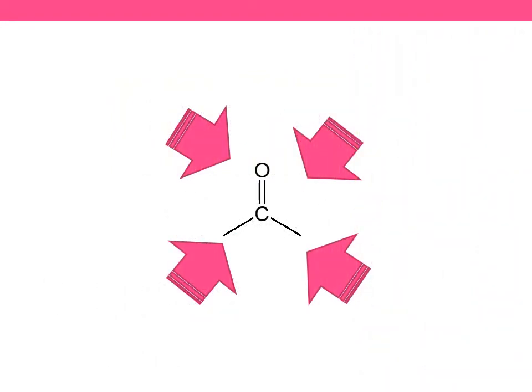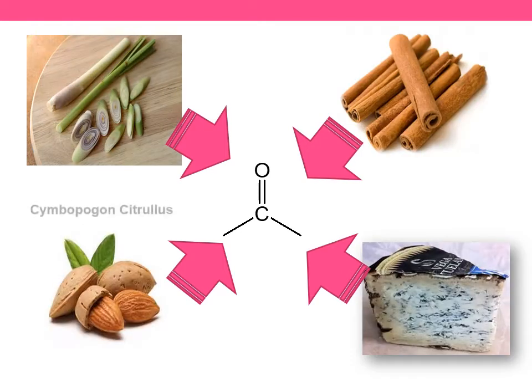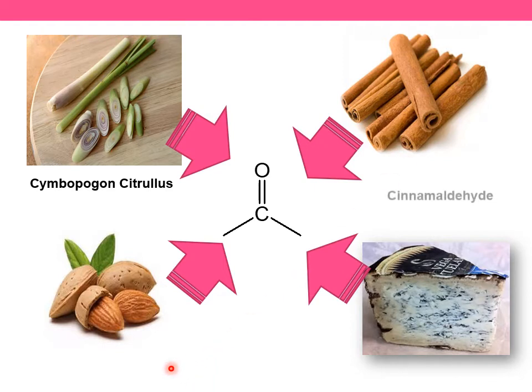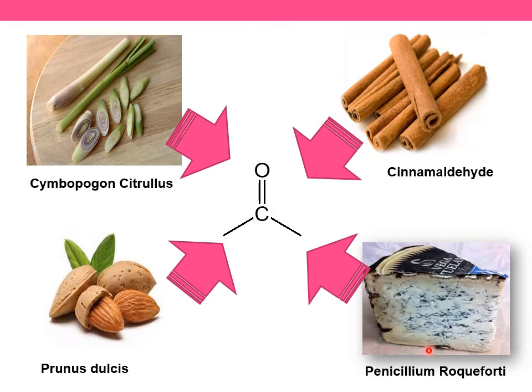Aldehyde can be found as an active compound in a lot of food and herbs that are available around us. For example, you know what this is. We use it a lot in cooking. Cymbopogon citratus, its Latin name is that one. And then the right one here, it's also the thing that we use in our curry, cinnamaldehyde. And the lower part here, this is what we use to bake our cookies, Prunus dulcis. And this one we don't use much because cheese is expensive. Penicillium roqueforti.